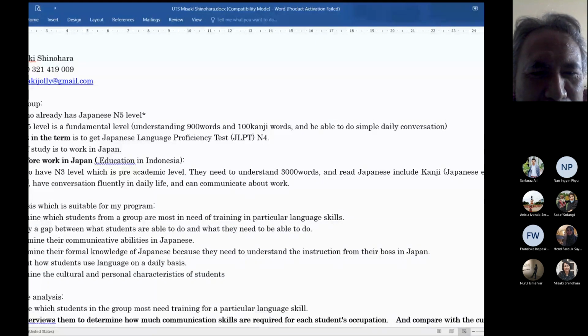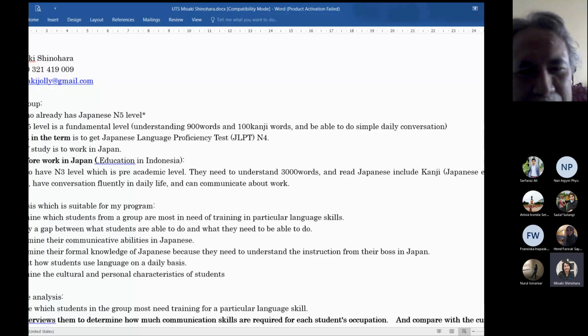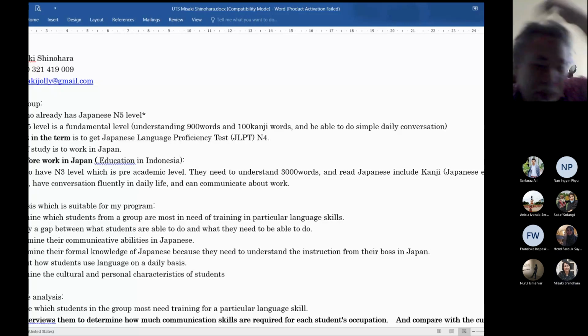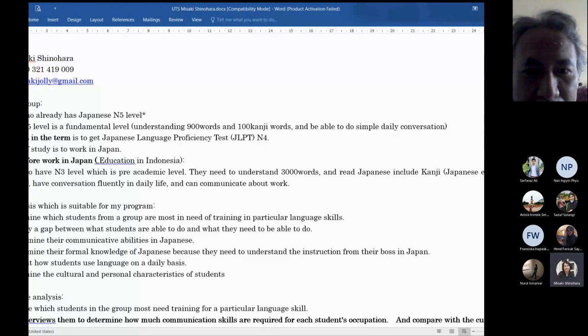JLPT, or Japanese Language Proficiency Test. So they have finished N5, right? Yes, they already passed N5, then going to N4. They passed N5, then want to take the N4 test. So the preparation is for N4. The target is N4.